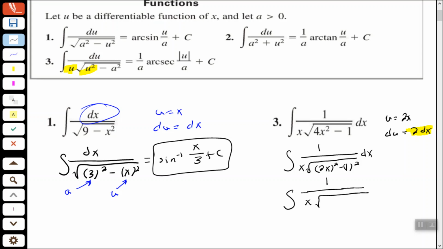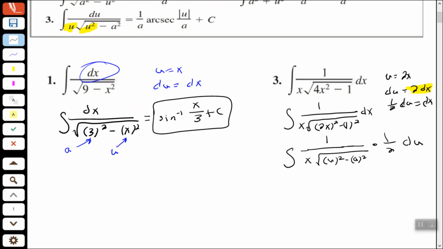If we wrote this in terms of u, we do need to multiply by 1/2, so that will equal that 1 dx. That will give me 1/2 times du. Now if I bring this 2 and multiply it here, and write this back in terms of x, I would have 1 over 2x times the square root of 2x squared minus 1 squared dx.